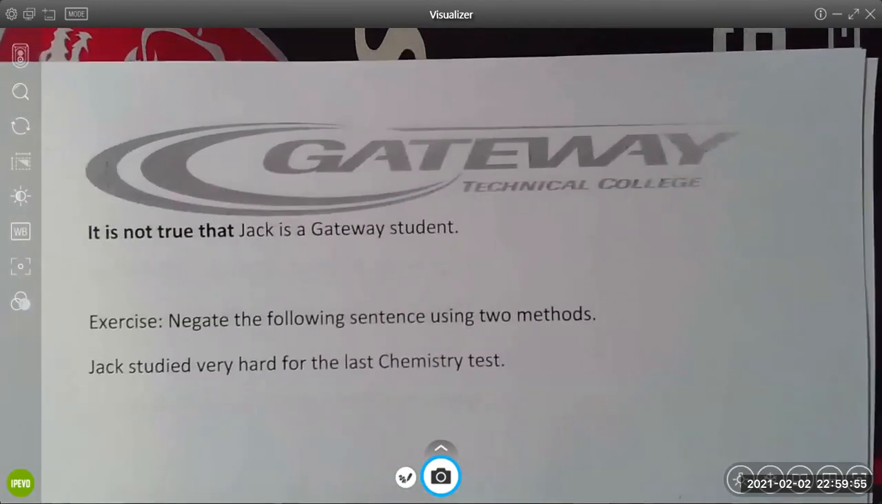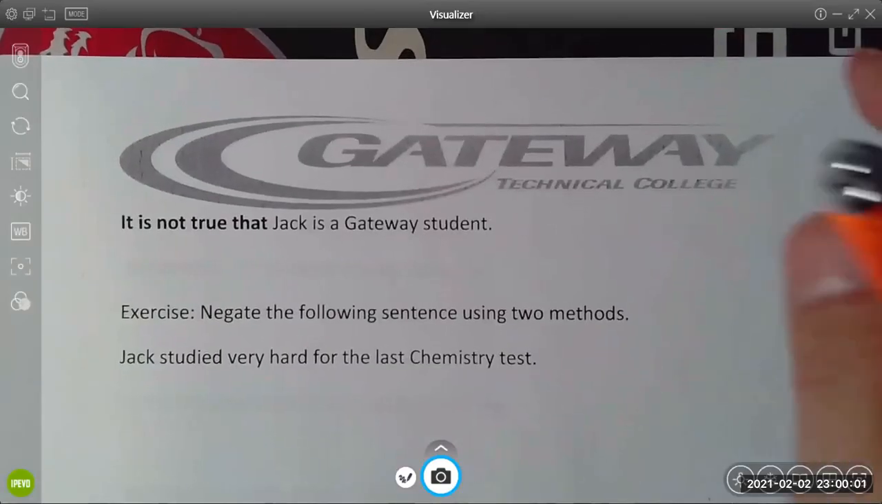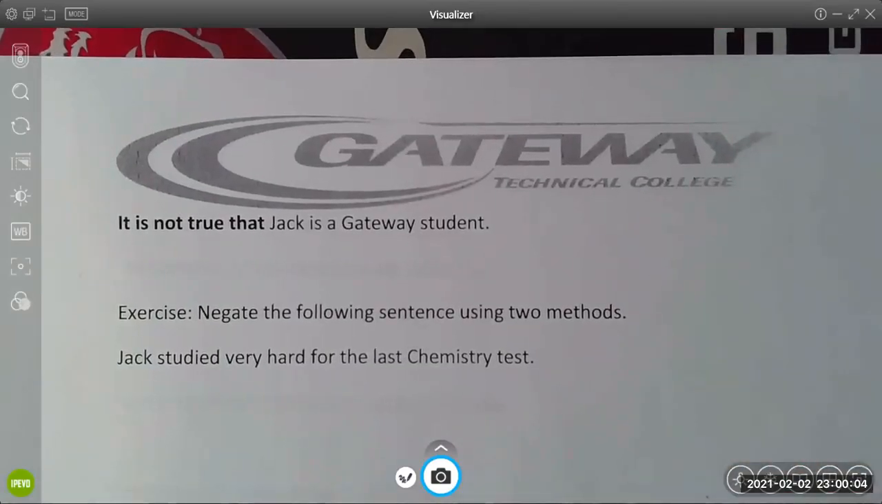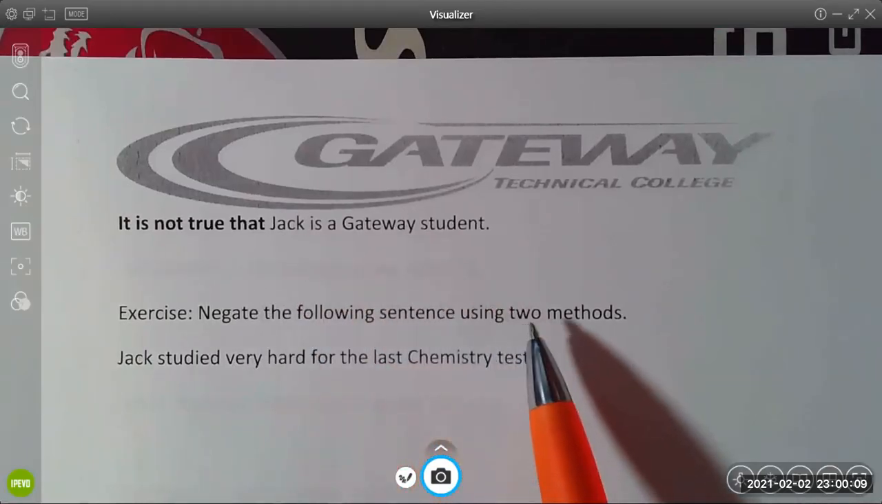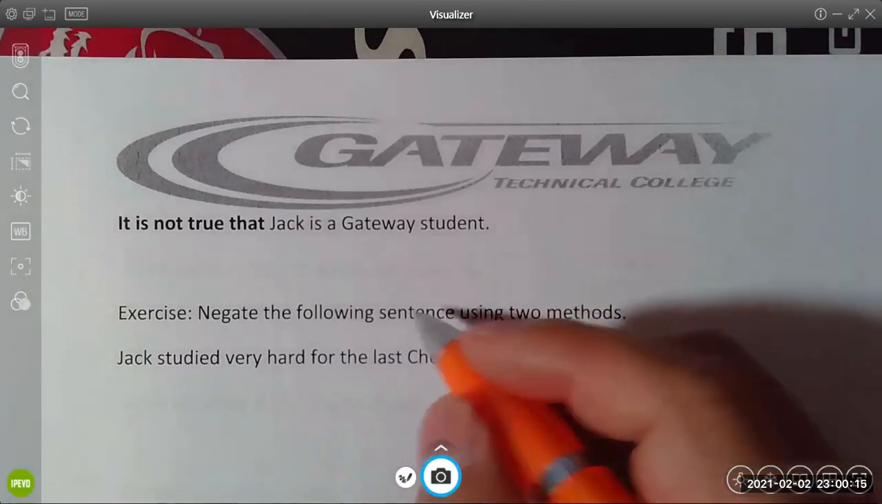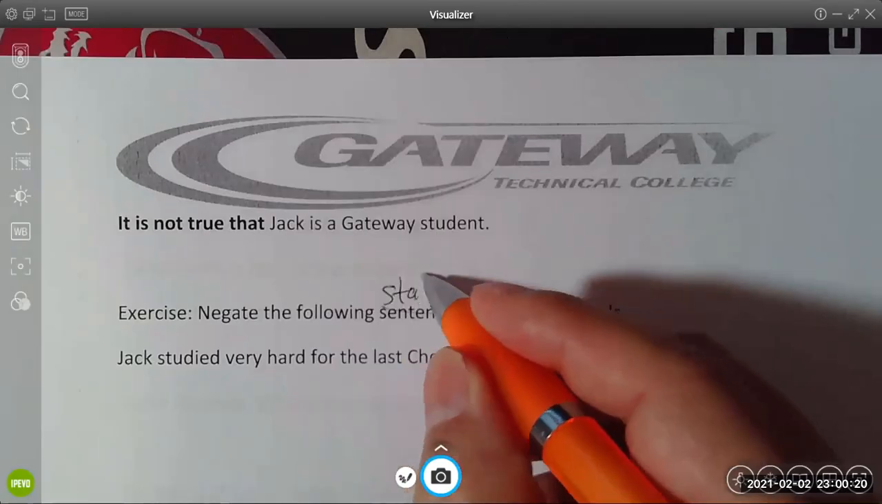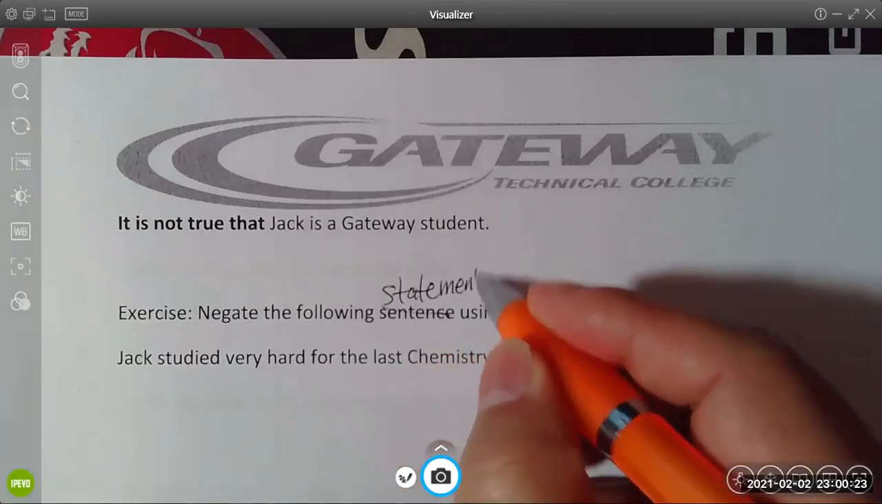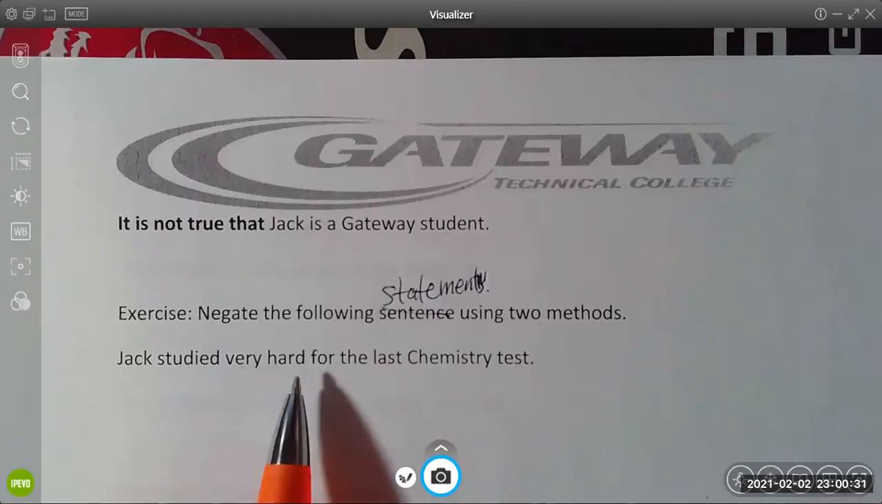Now there's another one. It is an exercise problem. If this is the face-to-face class, this one is for students to do as an exercise, but I'm going to do this as an example. Negate the following sentence using two methods. Actually, this is a statement. You can say sentence, but we'd rather say statement. It's more accurate. The statement is: Jack studied very hard for the last history test.